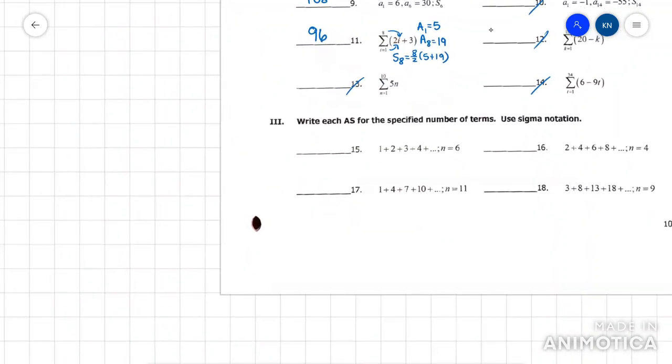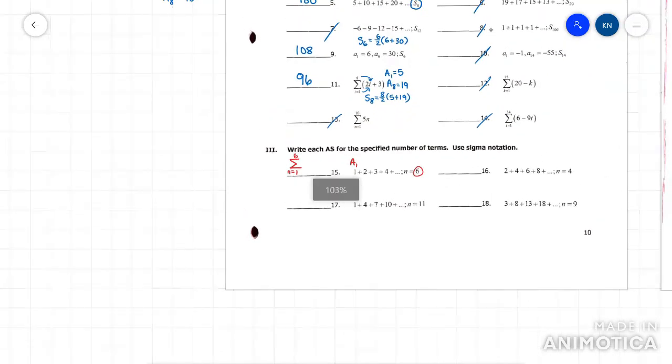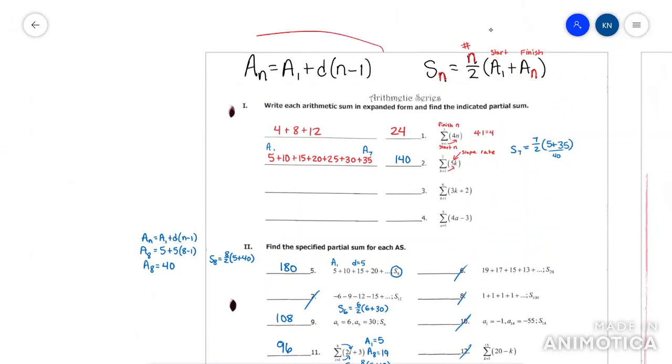All right, now let's look at number 15 here. They want it in sigma notation. They want you to write your own series for this in sigma notation. So go ahead and draw sigma. They gave you the first term. So n equals 1 goes at the bottom. They're telling you to stop at 6. So that's your finish up at the top. And now you need this part, the equation part, right? So basically what you're going to do is go back up and use equation 1.